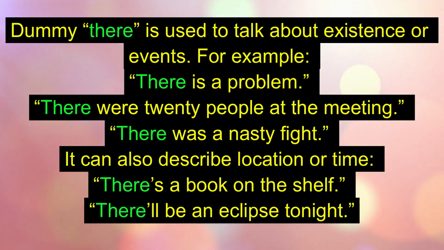Dummy there is used to talk about existence or events. For example, there is a problem. There were 20 people at the meeting. There was a nasty fight. It can also describe location or time. There's a book on the shelf. There'll be an eclipse tonight.